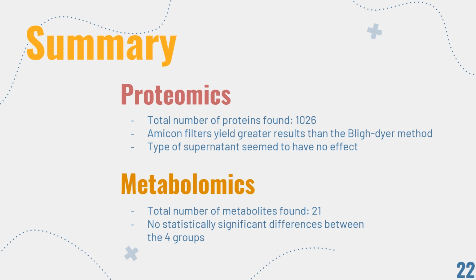In summary, for the proteomics, the total number of proteins found were 1,026. The Amicon filters were found to be working better than the Blydyre method, and the type of supernatant seemed to have no effect. For the metabolomics, the total number of metabolites found were 21, and there was no statistically significant differences between the four groups.